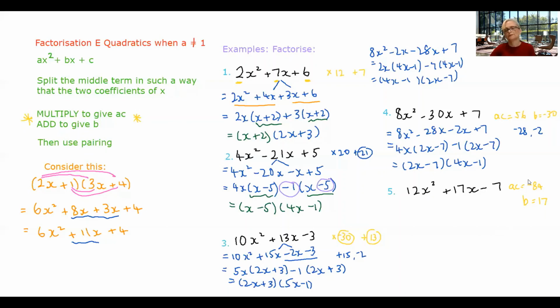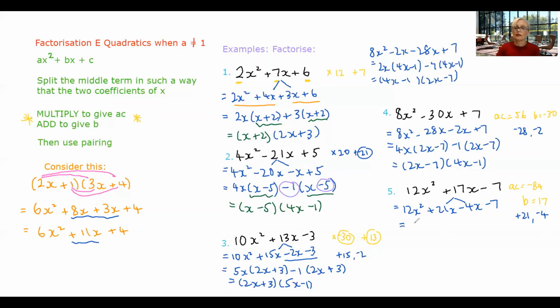How about 21 and 4 would work? So if we did plus 21 and minus 4, they will multiply to give us our -84, and yes, they will add to give us our 17. So let's go with that. Sometimes it can take a little bit of time to work out your way of splitting up that middle term, but the good news is once you've done that, then it's easy, okay? Then it's just a matter of your pairing and that sort of thing.